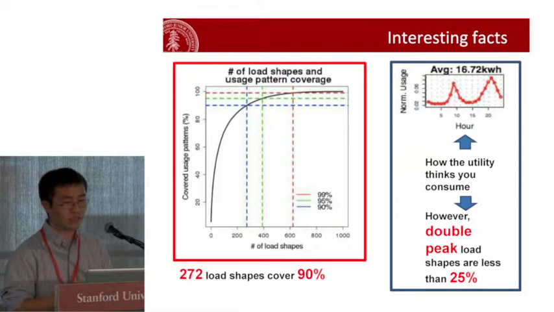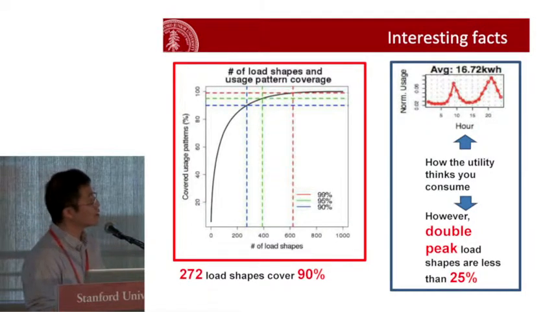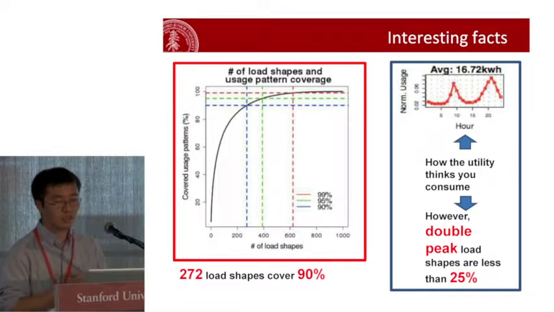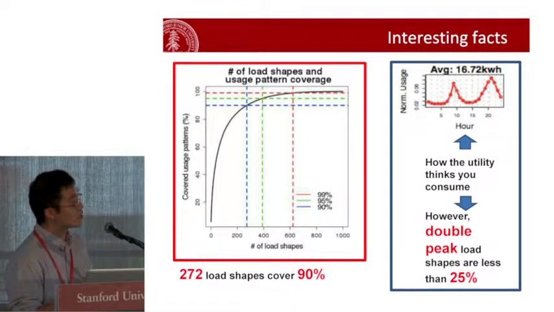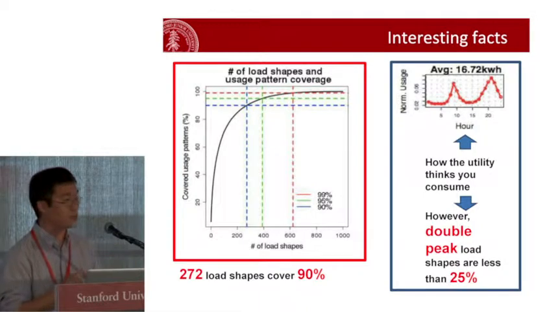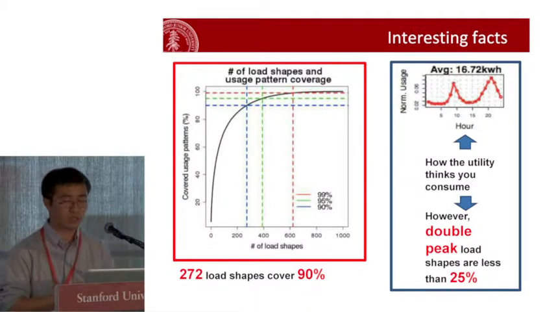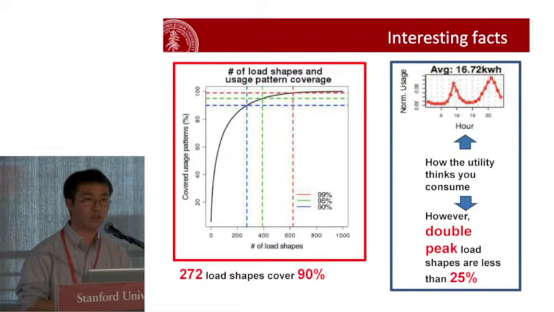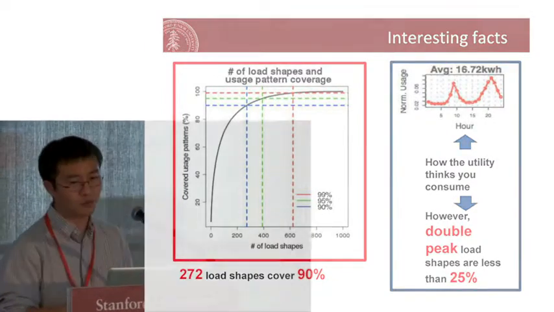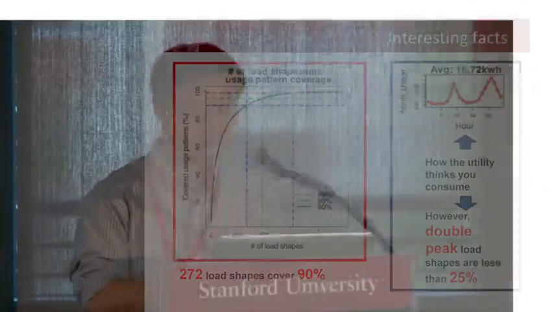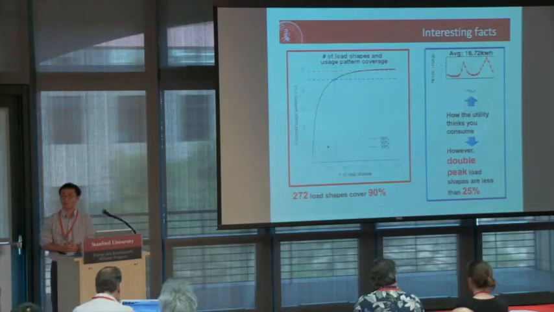The other interesting fact we found is that traditionally the utility company thought residential customers were always using the double peak load shape, but from our analysis, double peak load shapes are less than 25%, and that is one of the interesting facts. Yeah, that's it. Thank you, guys.